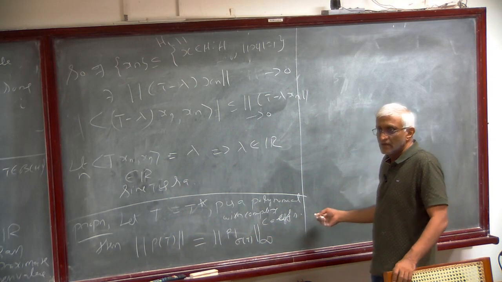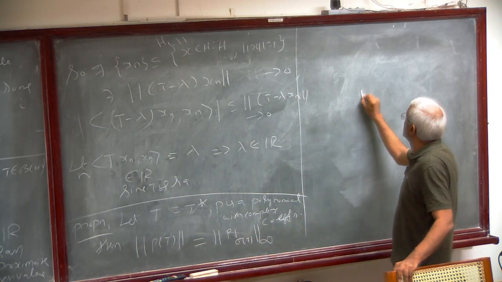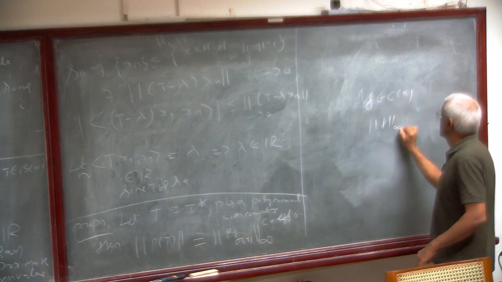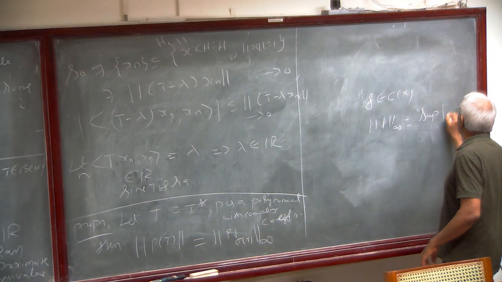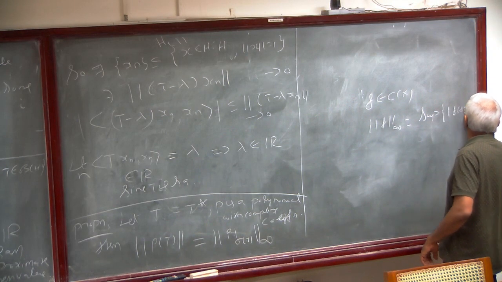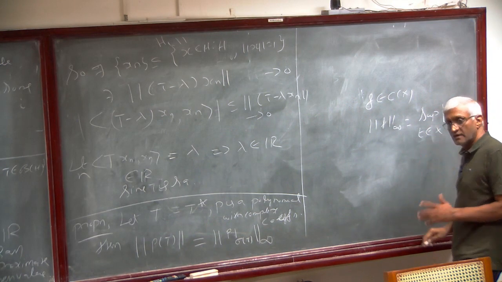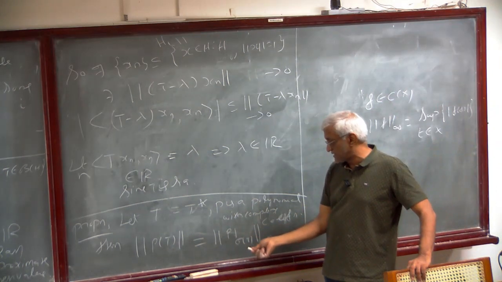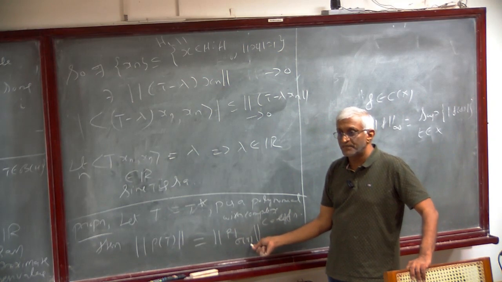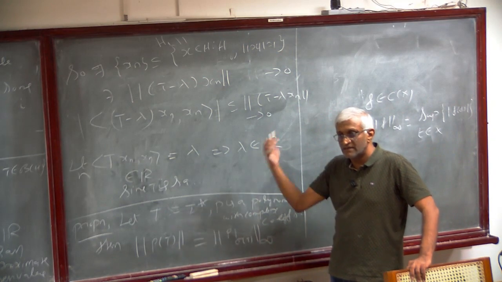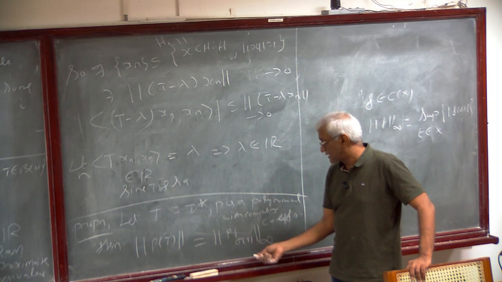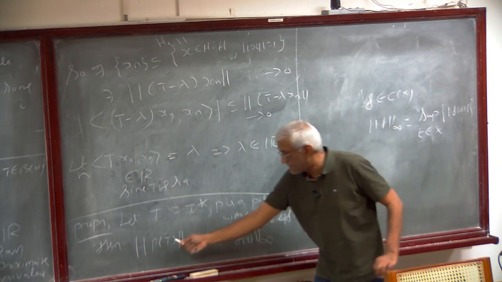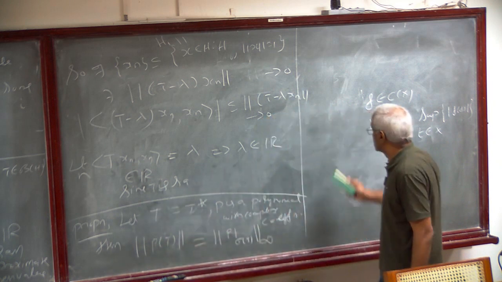If you have a function f in C of X, then the norm of f infinity is the supremum of mod f of t. This is the supremum norm. So you take the polynomial, consider it as a function on the spectrum sigma T, which is compact. The polynomial is a general function, but you can consider it as a function on sigma T. Take its infinite norm. That is the same as the norm of P of T. That is the proposition.